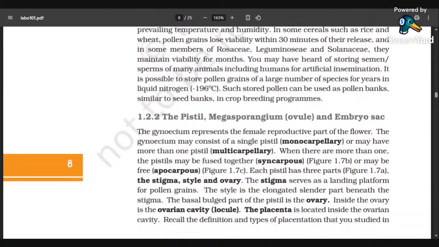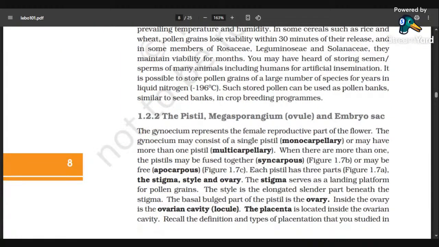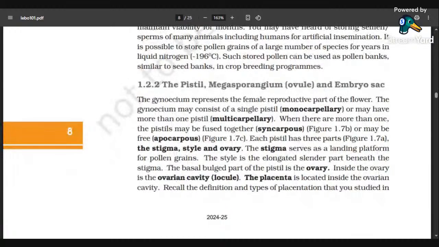The pistil, megasporangium, ovule, and embryo sac. The gynoecium represents the female reproductive part of the flower. The gynoecium may consist of a single pistil, monocarpellary, or may have more than one pistil, multicarpellary. When there are more than one, the pistils may be fused together in a syncarpous manner or may be free, apocarpous. Each pistil has three parts: the stigma, style, and ovary.